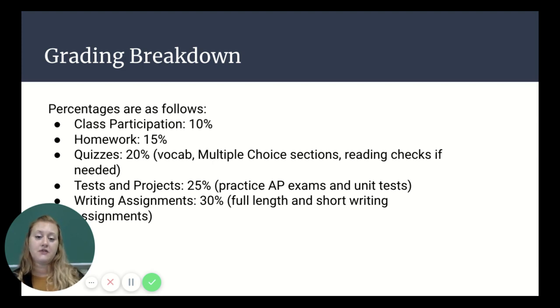I don't find the need to do that in AP class. Tests and projects are 25%. That could be a practice AP exam. It could be a unit test. For the first 2 marking periods, it's primarily projects because, again, I don't want to put the pressure on them of taking an AP test when they don't have all the skills yet for it.